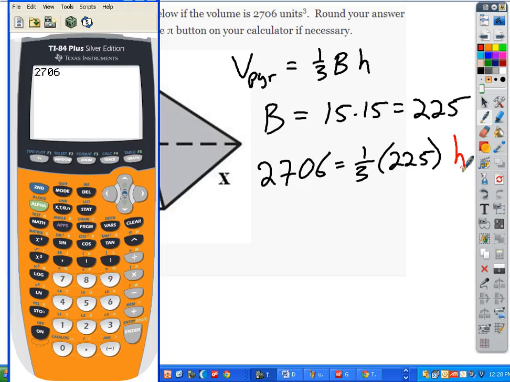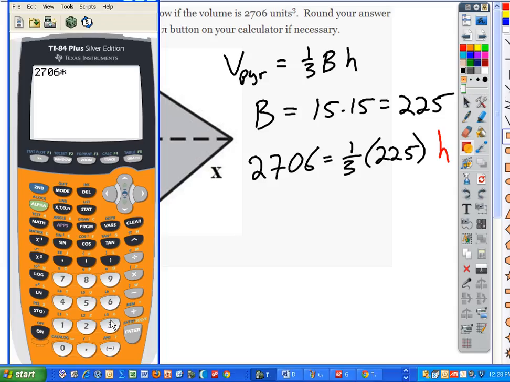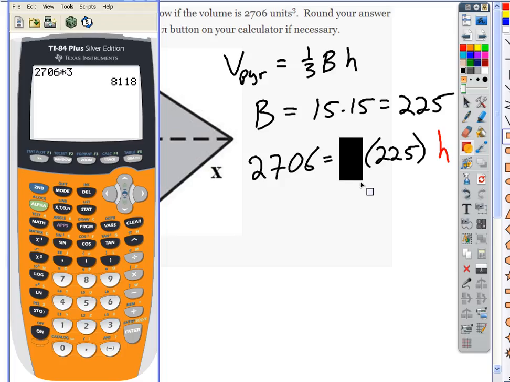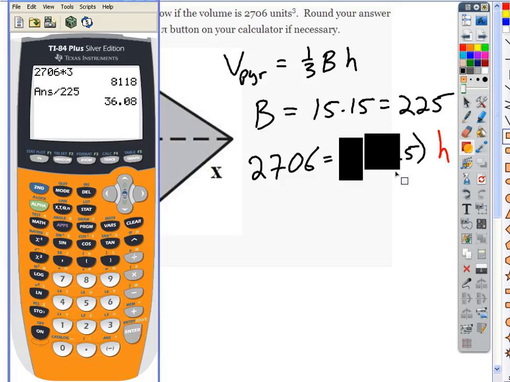So we're starting off with the 2706. What's the first thing we would do? Multiply by the reciprocal, multiply both sides by 3, to get rid of the 1/3. That's a good idea. So we'll multiply by 3, and that gets rid of the 1/3. Then divide that answer by 225. And we got it. 36.08 is H. Okay? No big deal.